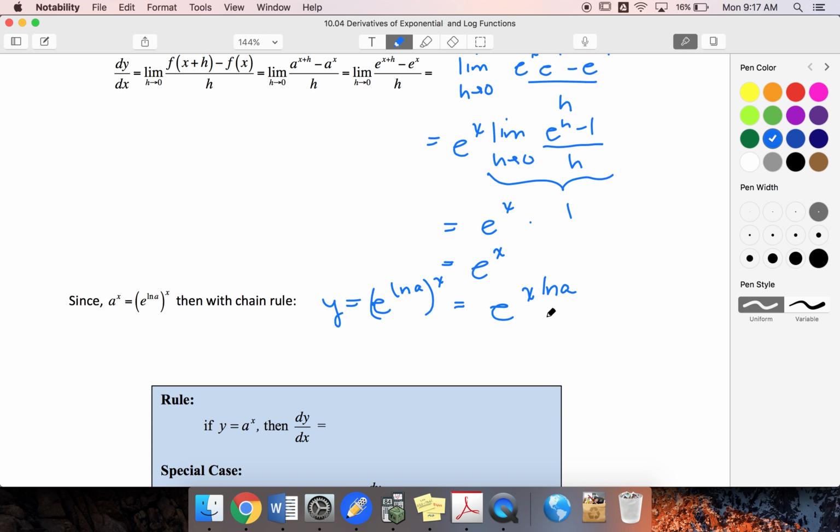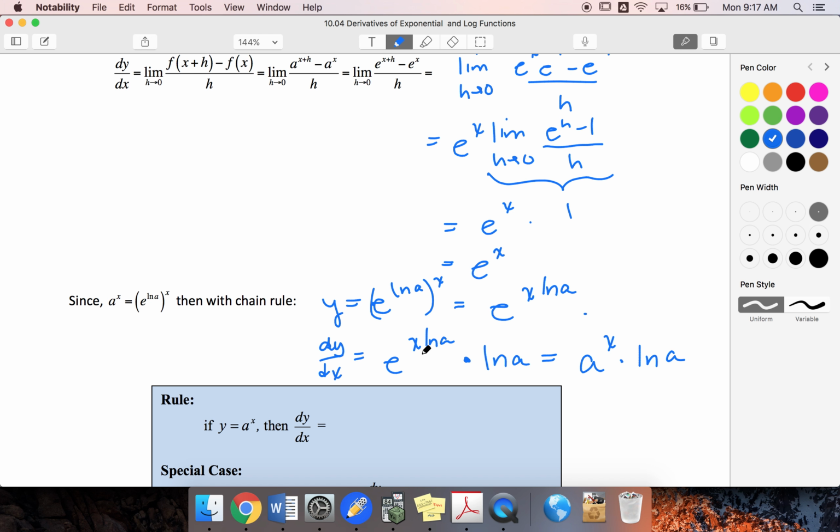And now this is the same as taking the derivative of that, my dy dx. Derivative of the outside is e to the x ln a, so it's just the same thing, times the derivative of the inside. Well, derivative of x ln a is just ln a. This simplifies down to be a to the x times ln of a.